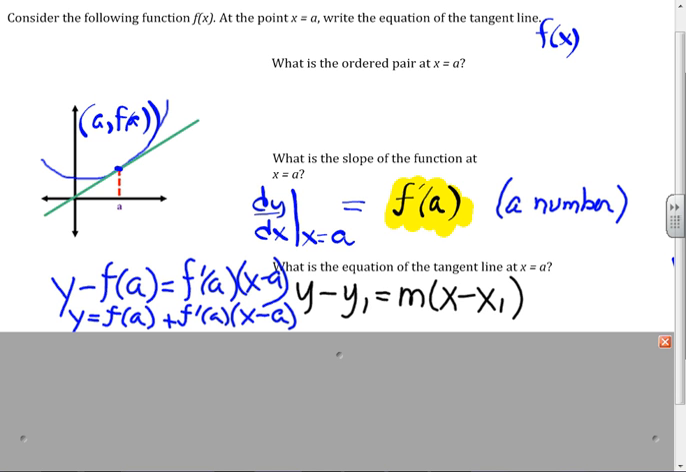This tangent line approximates the curve as long as you're close to a. If you get too far away from a, what happens here? This is way wrong, isn't it? As long as I'm close, it's a very good approximation. It's how your calculators work. Your calculators do not have tables of values stored in there for the sine and cosine and tangent functions. They do the linearization.